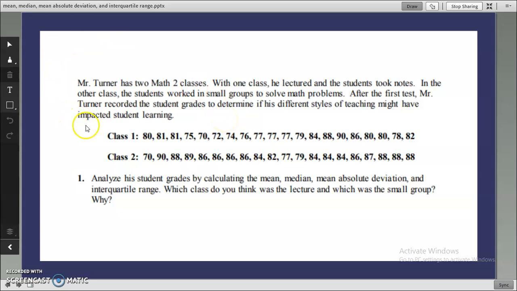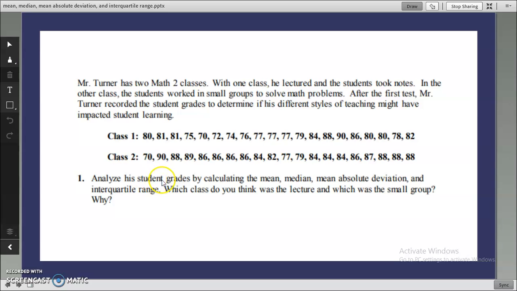It says Mr. Turner has two math classes. With one class he lectured and the students took notes. In the other class, the students worked in small groups to solve math problems. After the first test, Mr. Turner recorded the students' grades to determine if his different styles of teaching might have impacted student learning. So here are the results for their test for class 1. And here are the results from their test for class 2.